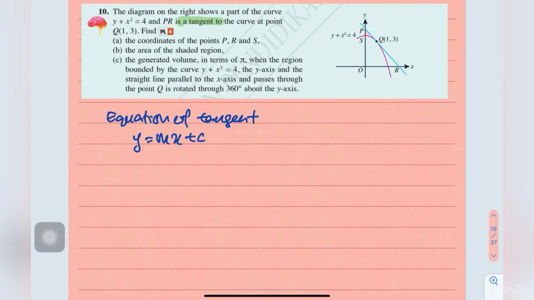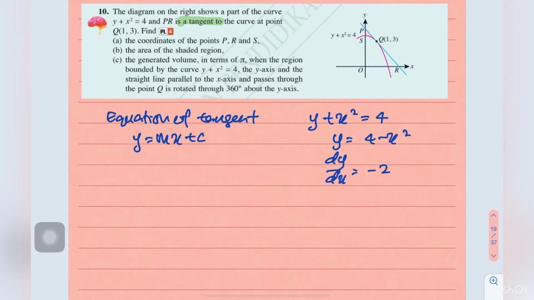m is the gradient, and the gradient is dy/dx, so we need to find dy/dx first. From the equation y + x² = 4, y is 4 − x², so dy/dx is −2x. Here, given the point (1, 3), we substitute x = 1, so the gradient is −2.